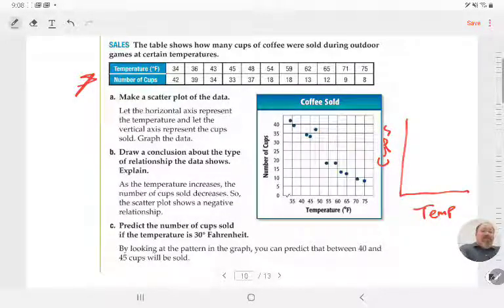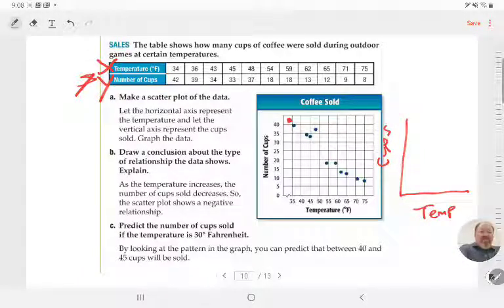And then I can number that however I want to. I know if I look at temperature, my lowest one is 34, my biggest is 75. So I could go like they did and start and do 35, 40, 45, 50. So I could go by fives. And then number of cups of coffee goes all the way from 8 to 42. So I could do the same thing with fives. And then I plot. Temperature again is my X, my number of cups is Y. So 34 and 42 would go right here. And then I would continue to plot all of my points.